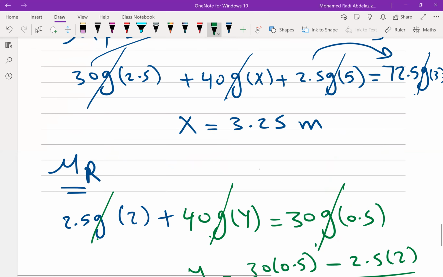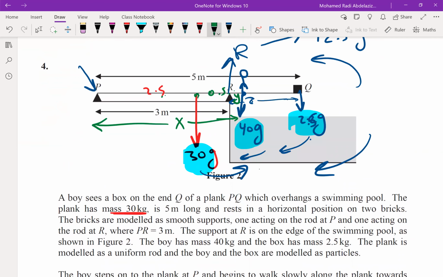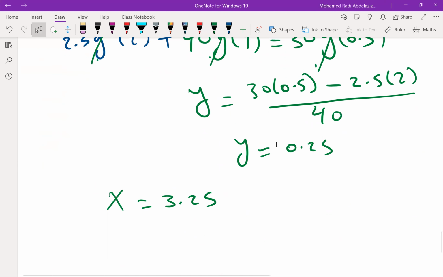But he asked to get the distance from the point P. So this part is 0.25 plus 3. So the total distance will be 3.25. Same answer by the first method.